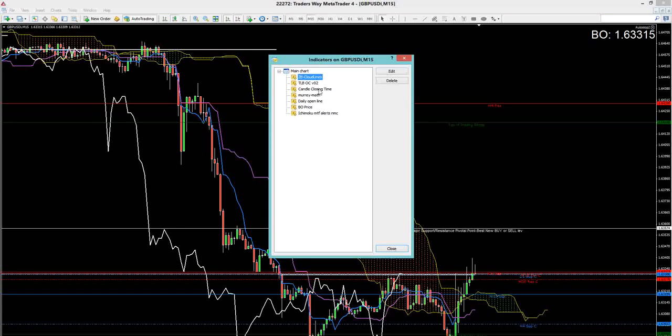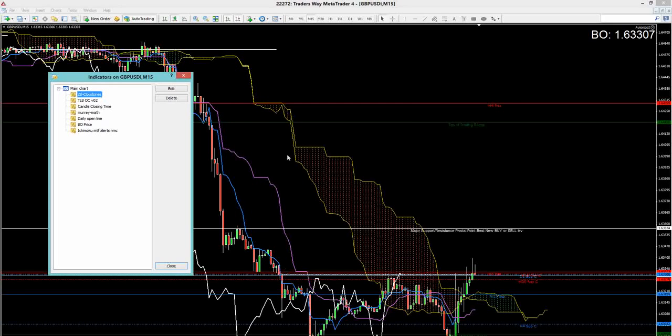Okay, so I have ZB cloud lines. The reason, I don't know, I like the way that it draws Itchy on my chart more. It gives a nice little yellow border on Itchy.